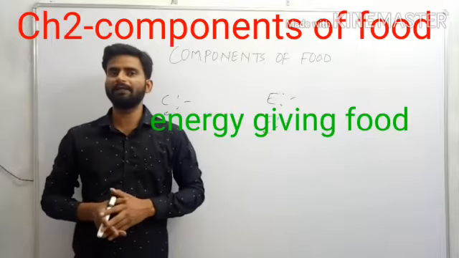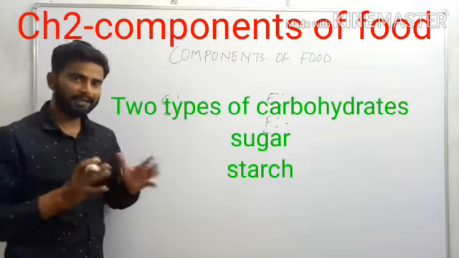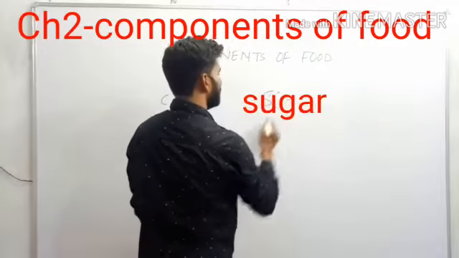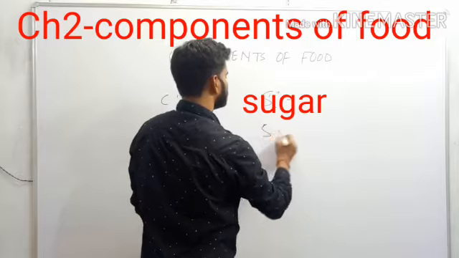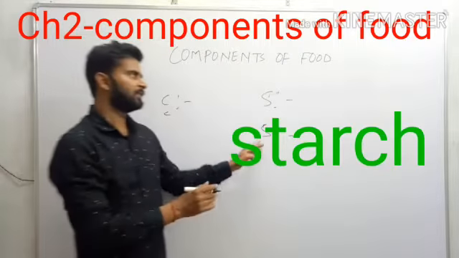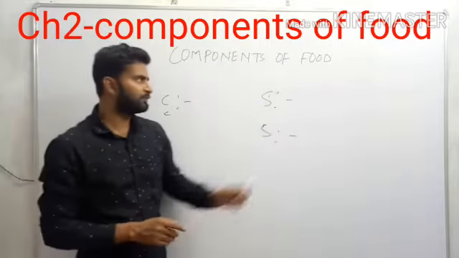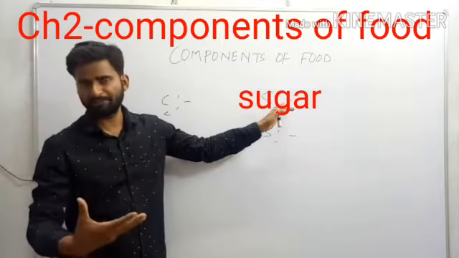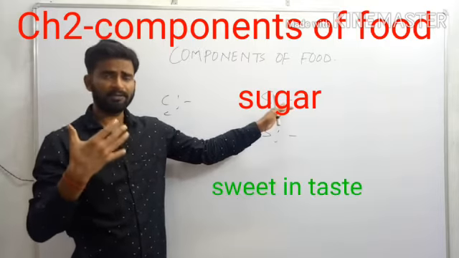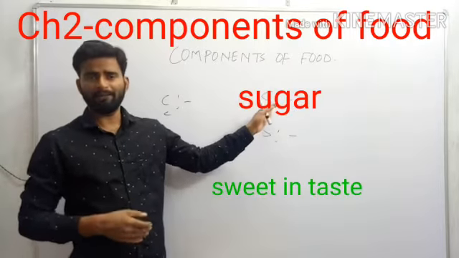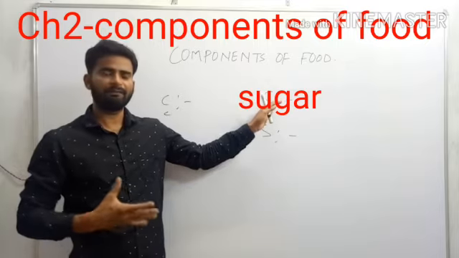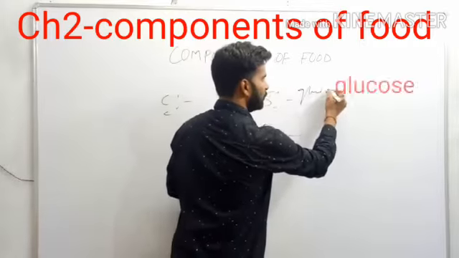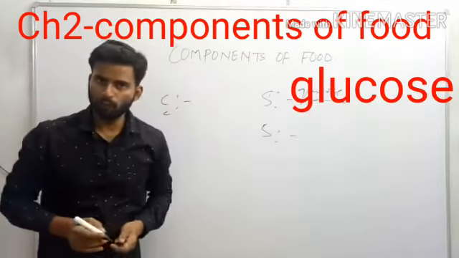Two types of carbohydrate we will take as food. First one is sugar and second one is starch. Sugar is a very simple type of carbohydrate. Easily we can find sugar, which tastes sweet. In sugar cane and some kinds of fruits, we can find sugar as glucose.